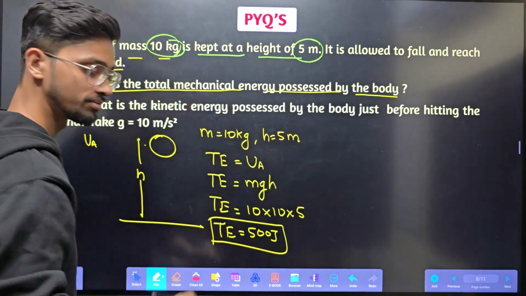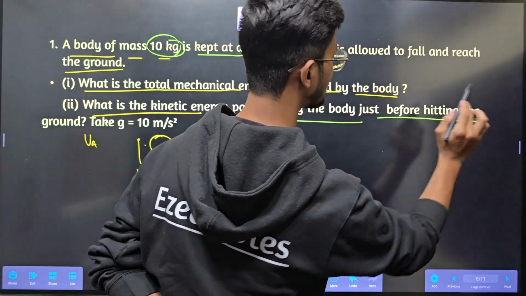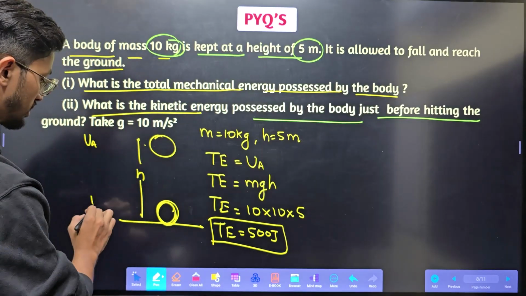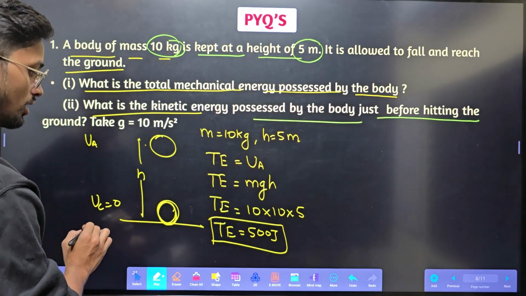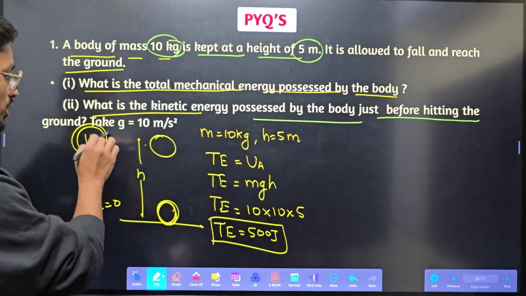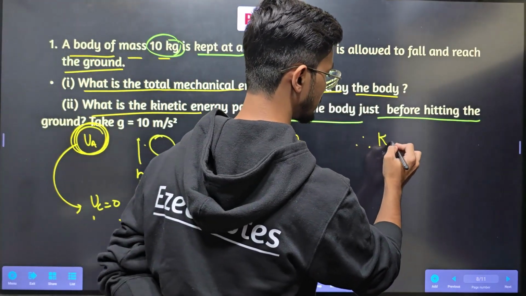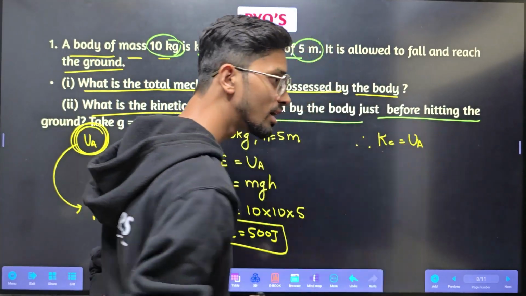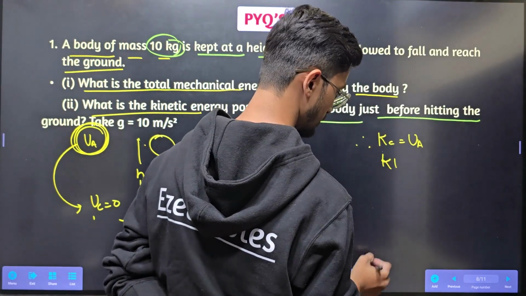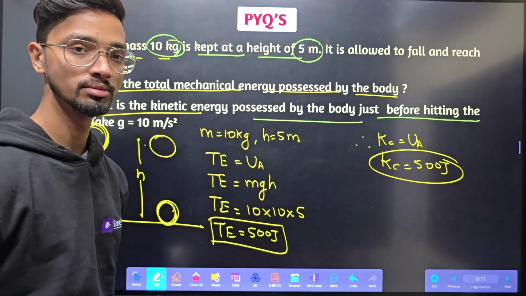Understood? Okay. Next, what is the kinetic energy possessed by the body just before hitting the ground? At this position there is no potential energy, but there is kinetic energy. So you can say that the total potential energy got converted to kinetic energy. Kinetic energy at C is nothing but potential energy at A that got converted. So kinetic energy at C is also equal to 500 joule. Understood? Easy.